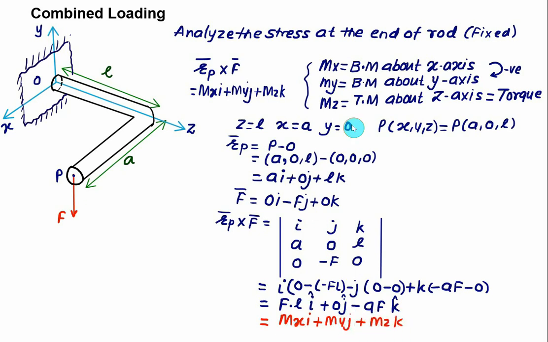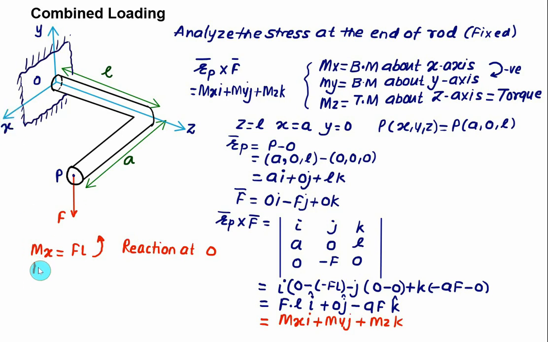Remember, Mx is the bending moment about the x-axis, My is the bending moment about the y-axis, and Mz is the twisting moment, that is, a torque. So in this case, if you compare the coefficients, you will get Mx equal to F into L, and that is a positive value. Because of the positive value, the bending moment about the x-axis is counterclockwise. So this one is the reaction at the fixed end, that is at O. So directly you have to show this reaction. You have to show the bending moment at point O anticlockwise.